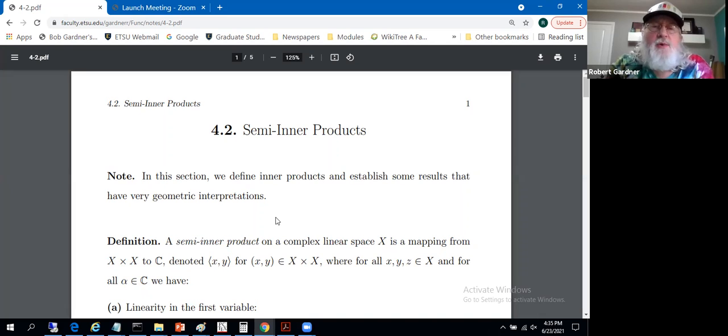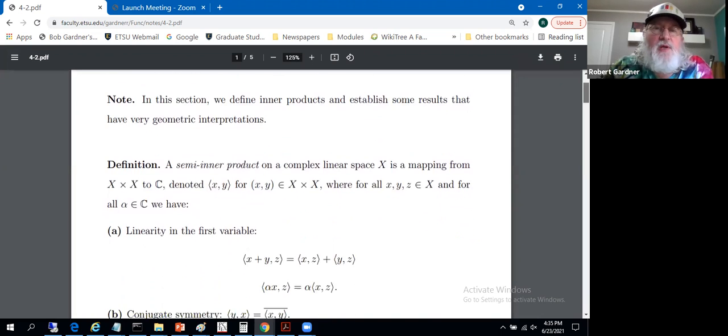We do so in section 4.2 by addressing semi-inner products. So much of this section relates to semi-inner products and induced semi-norms. It's really the inner products themselves that we're interested in in the setting of Hilbert spaces. So we'll define inner products in this section and state a number of results. Most of them are not very complicated, and most of them have a bit of a geometric interpretation to them.